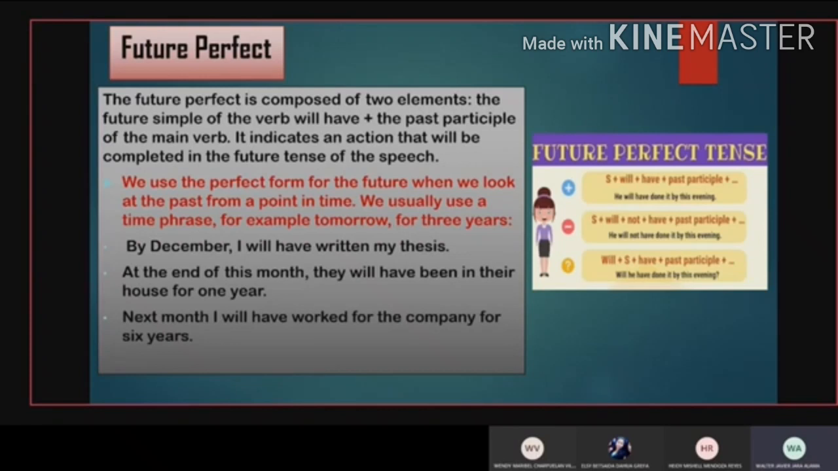The structure: subject plus will plus have plus past participle plus complement. In negative: subject plus will plus not plus have plus past participle plus complement. In interrogative: will plus subject plus have plus past participle plus complement plus question mark.